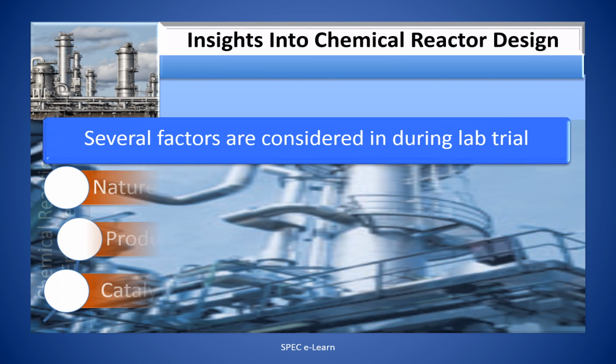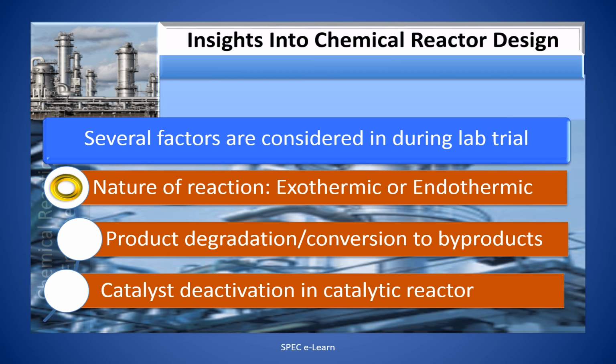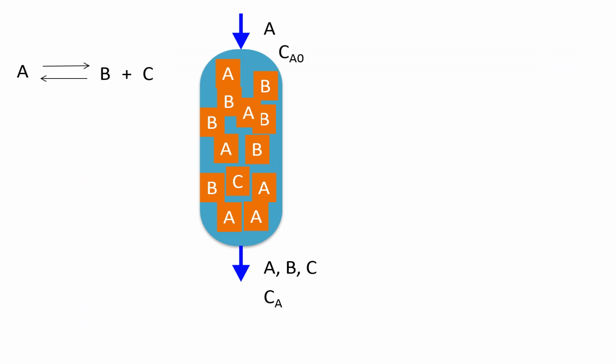Several factors are considered during lab trial. Nature of reactions: the reaction may be exothermic or endothermic, with product degradation, or conversion to byproducts. Many a time, the product formed can undergo further reaction with raw material to produce byproducts. Catalyst deactivation in a catalytic reactor. How fast the reactant and the product move out of the reactor is a key to the reactor conversion and stability of the reactor.